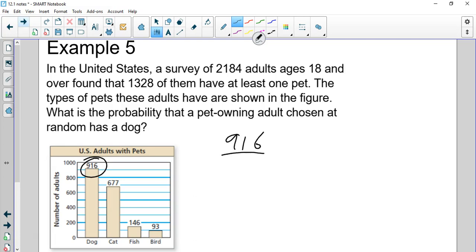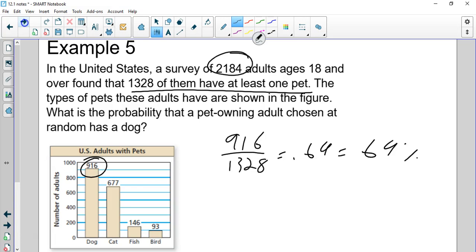All right. Now, how many people were there total that had pets? 1328. Not this, because that's just how many people we're surveying. We want the people who have pets. That's what we're talking about. So you've got to be careful. Sometimes there's extra numbers thrown in. So there's our fraction, which is equal to 0.69 or 69%. So if you just randomly chose one, there's a 69% chance that you're going to get a dog owner. That's it.